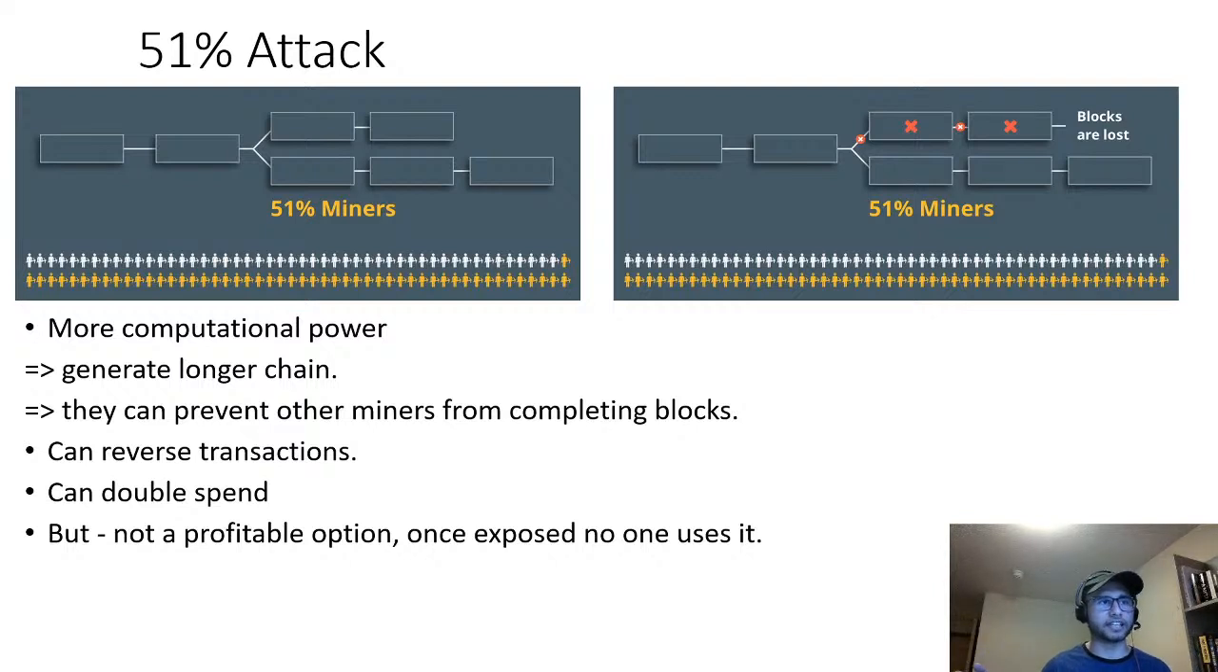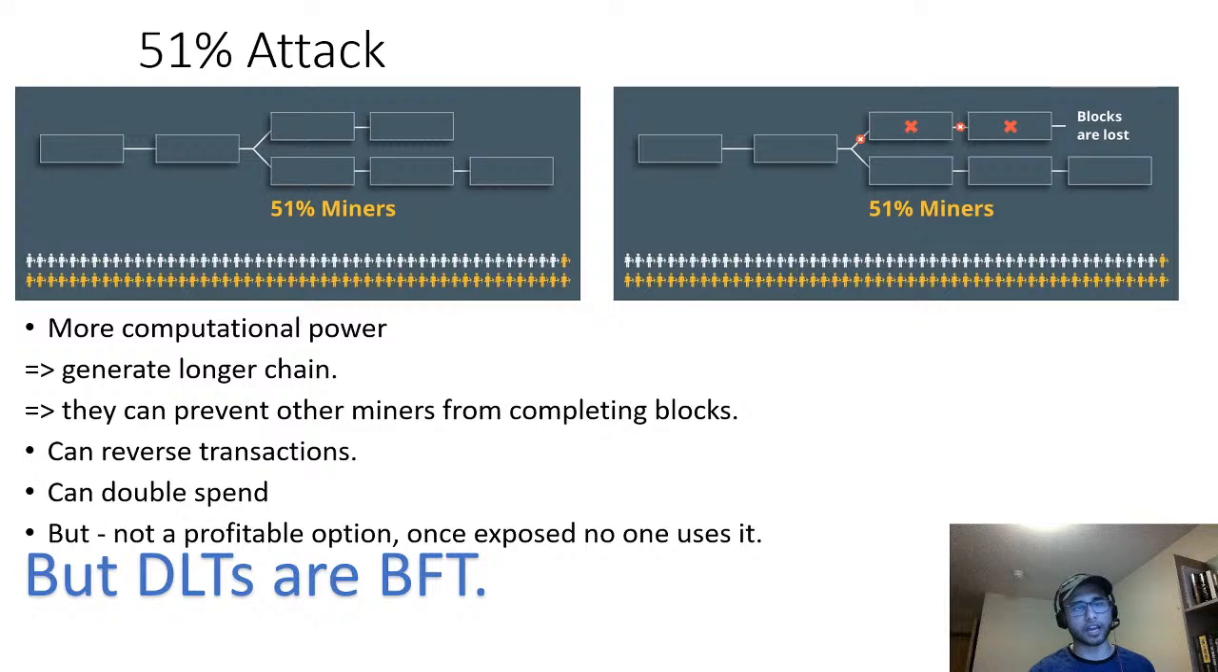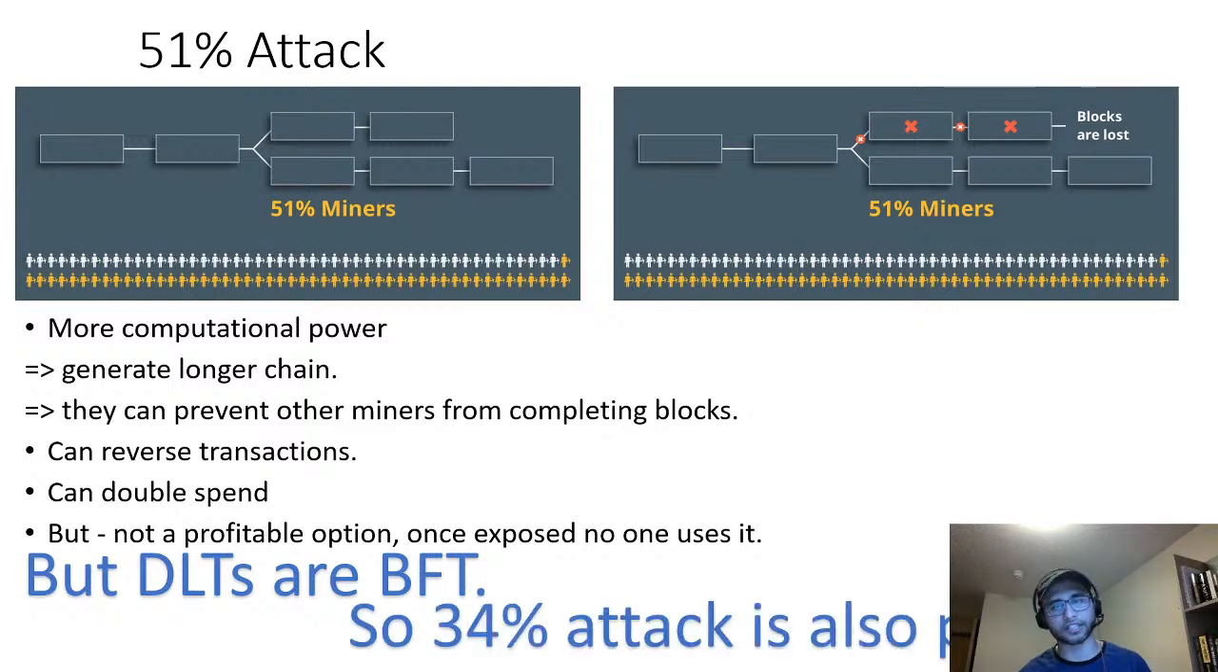So that's the 51% attack. That's very common. Everyone talks about this. Everyone's scared about this. But obviously, there's another attack. Remember, I said all blockchains are Byzantine fault tolerant. They use the gossip protocol, which means that if there are 34% traitors in the network, you can kind of control them. And that is known as the 34% attack.